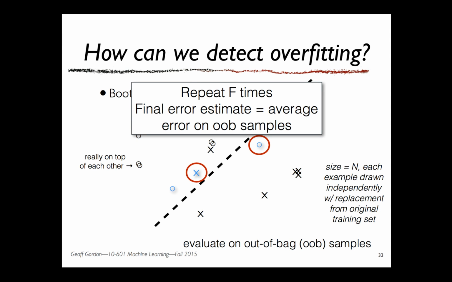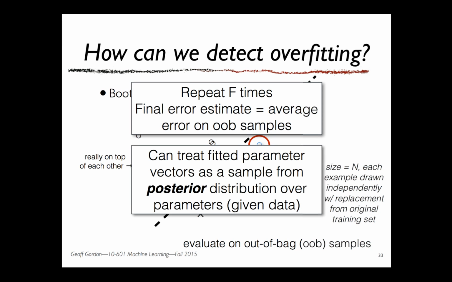Our final error estimate is going to be our average across all out-of-bag samples of the error, the binary question of whether you made an error on each one of these samples. So for Bootstrap, informally, but people do it for cross-validation as well, we do this f times, and we get f different parameter vectors, and we consider those to be a sample from our posterior distribution over parameter vectors.